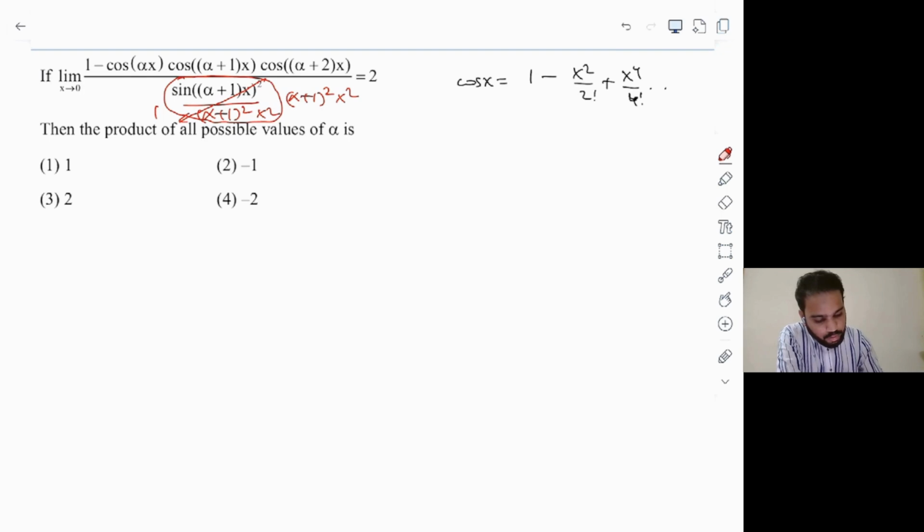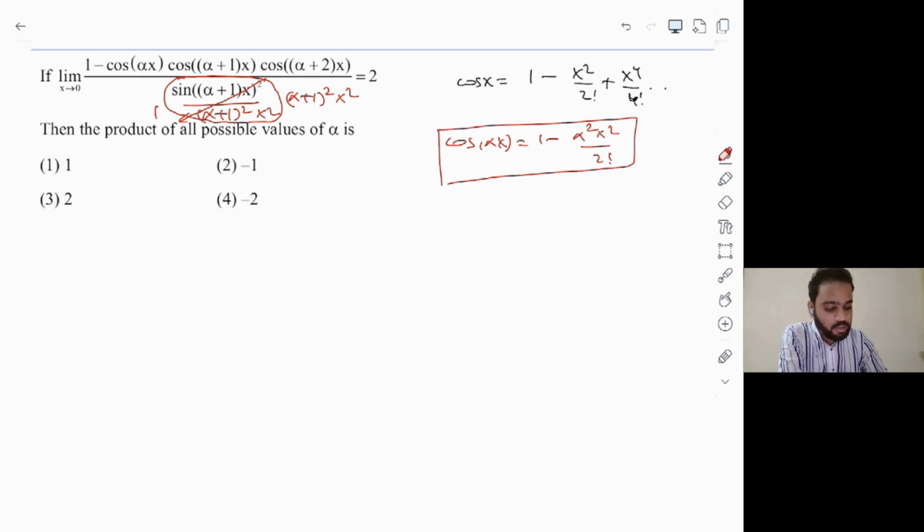And then if you observe carefully, if I want to expand this cos of alpha x, directly replacing x with alpha x in the expansion formula will give you 1 minus (alpha x) whole square, that is alpha square x square. Let's write down directly 1 minus alpha square x square divided by 2 factorial. I'm neglecting the higher powers of x because, as you can see, the denominator contains only x squared terms, right? Higher degree terms are not required. So let us try to do that.